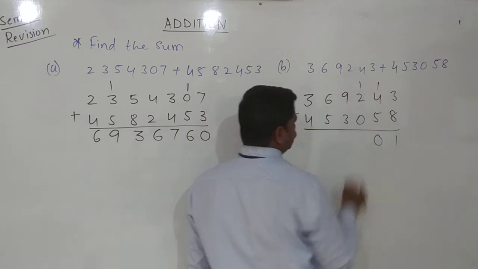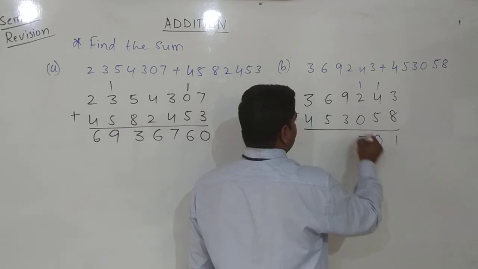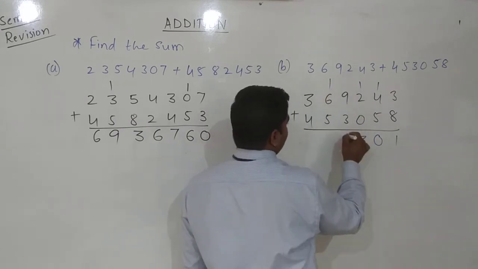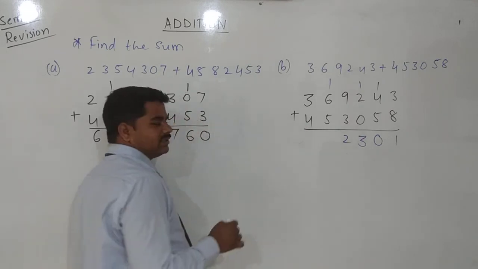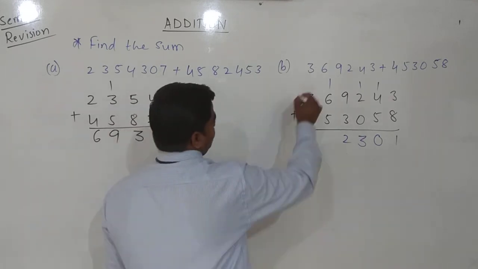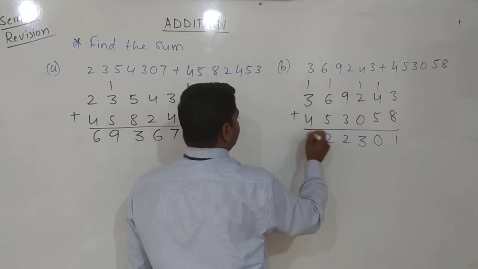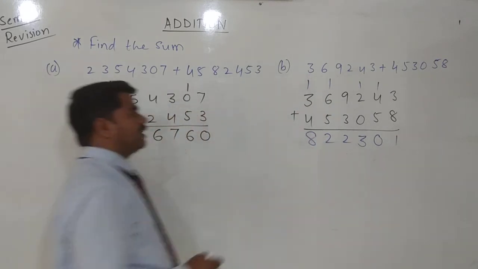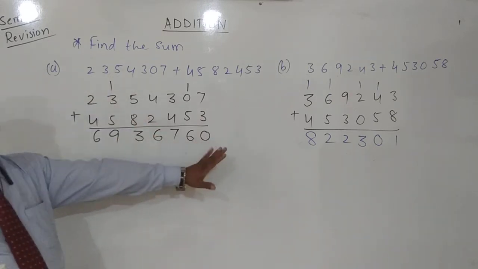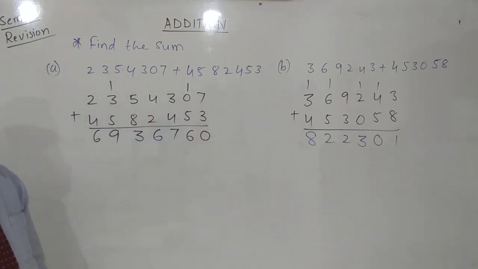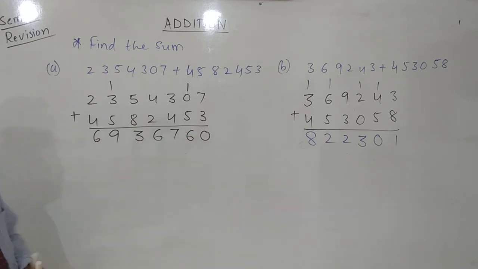0. 1 plus 2, 3. 3 plus 0, 3. 9 plus 3, 12. Again 1 carry, right. 1 plus 6, 7 plus 5, 12. 1 plus 3, 4, 4 plus 4, 8. Like this we can find the sum. If they are given in a row, we should arrange them in a column, then we can find the sum. If they are given in a column, it's okay, then we can find it very easily.